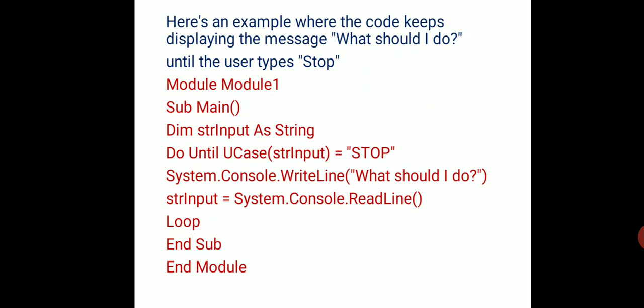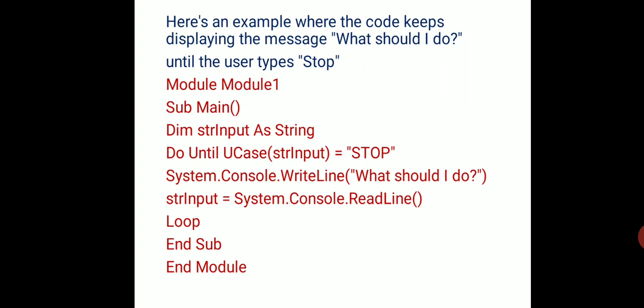System.Console.ReadLine means first it will print "What should I do?", and that means it will ask the user to enter some characters. The entered value will be stored in strInput, that is, ReadLine will read some value from the keyboard. Then it will check Do Until UCase(strInput) = "STOP".